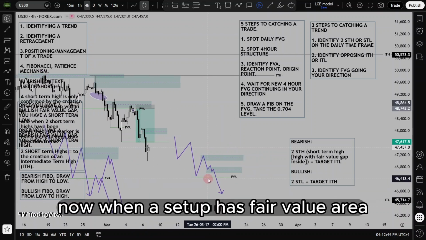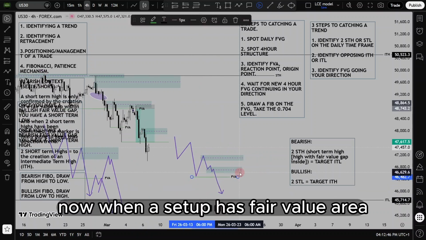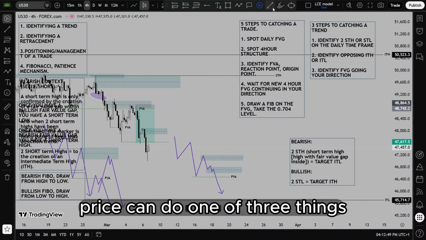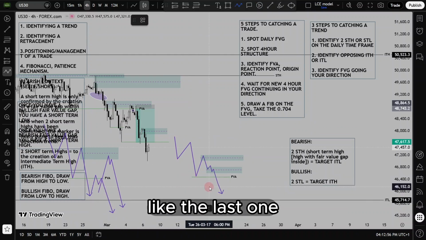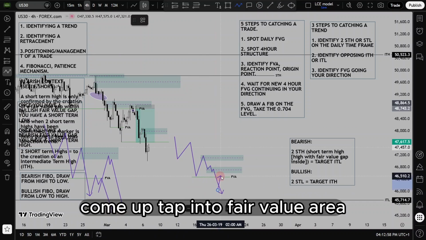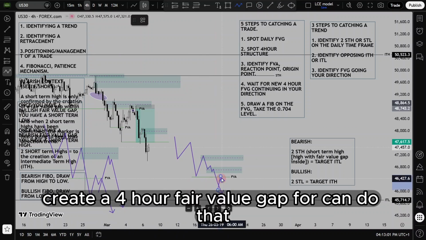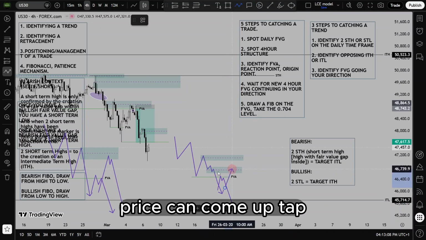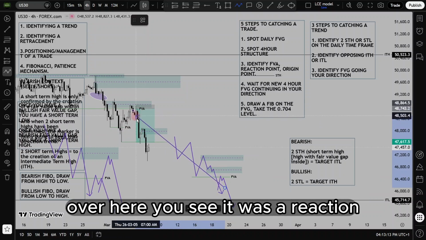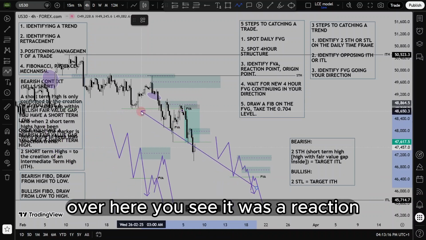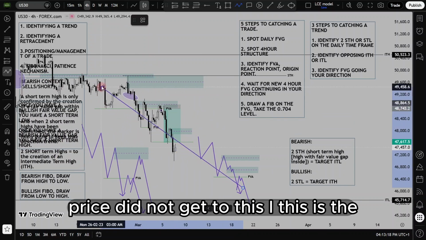Now, when a setup has fair value area, reaction point, and origin, price can do one of three things. Like I said, it can either tap into the fair value area like the last one, come up, tap into the fair value area, create a 4-hour fair value gap, and fall. It can do that. Price can come up, tap into this reaction, which is what happened in this trade over here. You see, it was a reaction. Price did not get to this high.